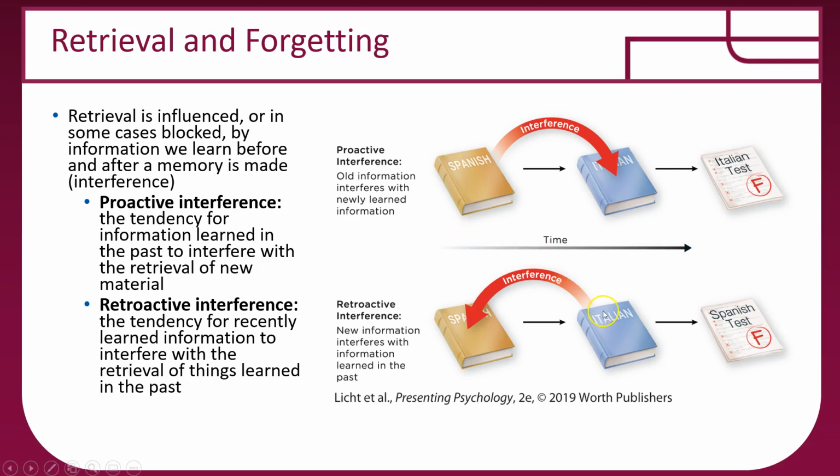Retroactive interference is when information learned after interferes with prior information. So if you learned Spanish first, and then you learned Italian, and then you take a Spanish test, well, your learning of Italian can retroactively interfere with your learning of Spanish, and you don't do as well on your Spanish test.